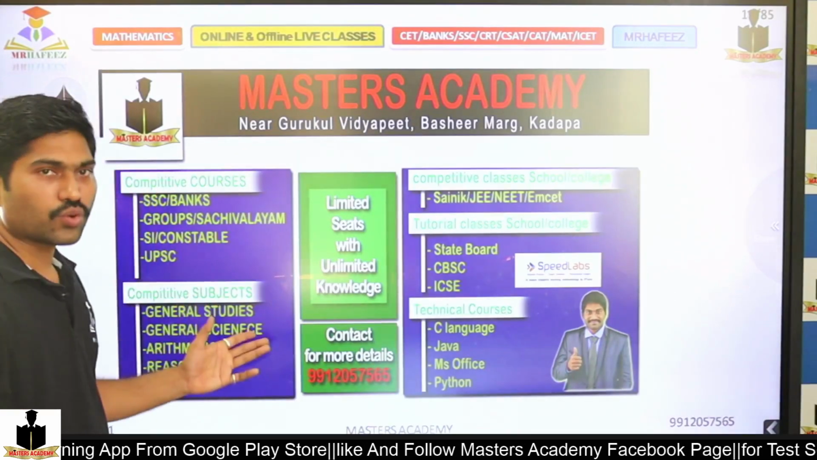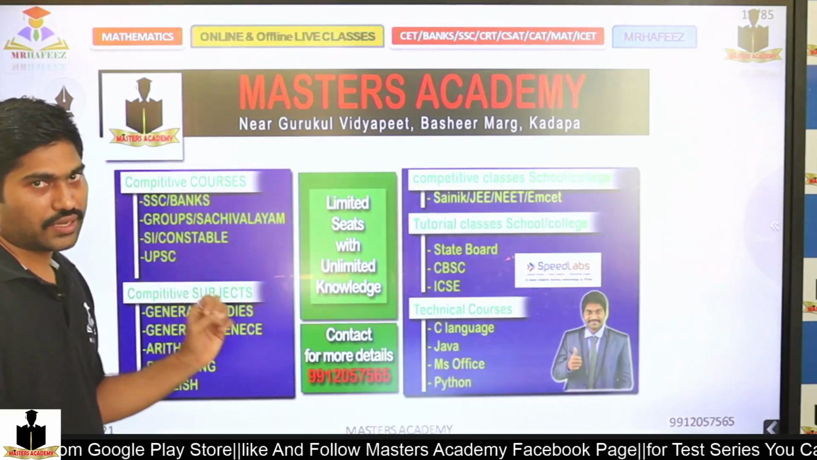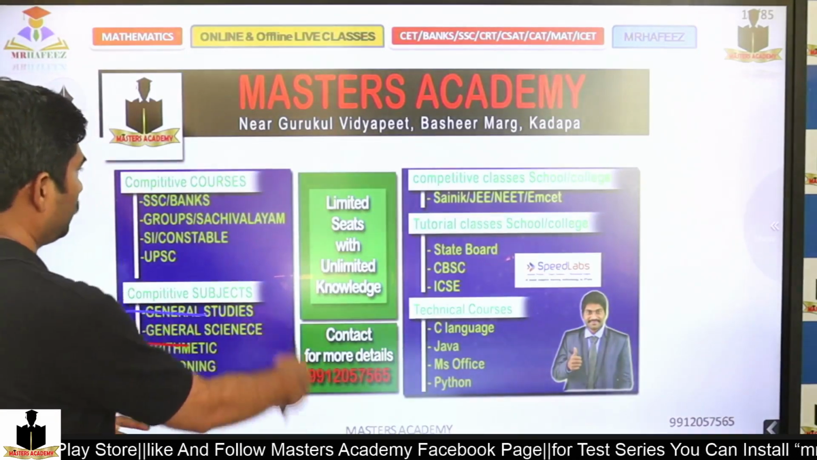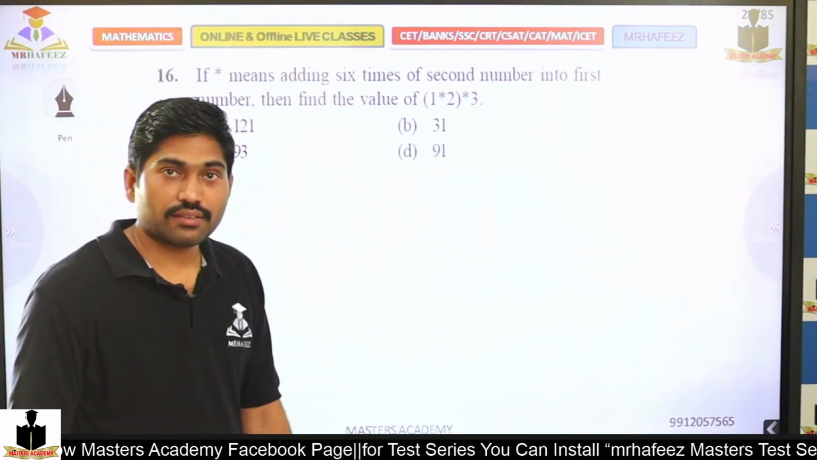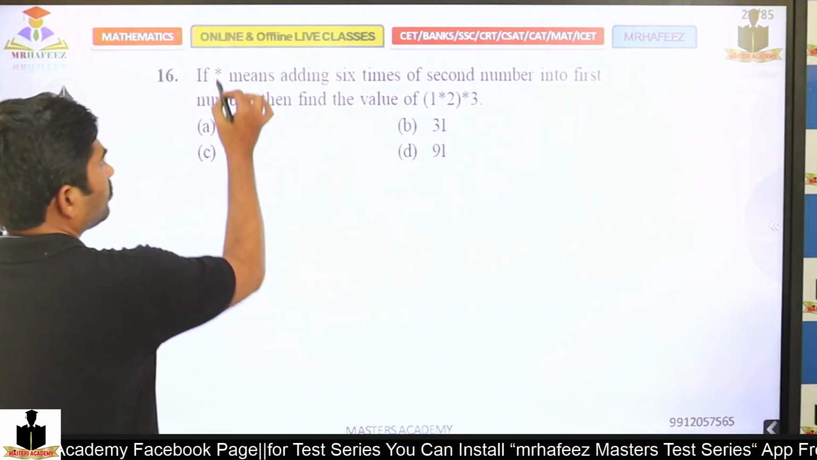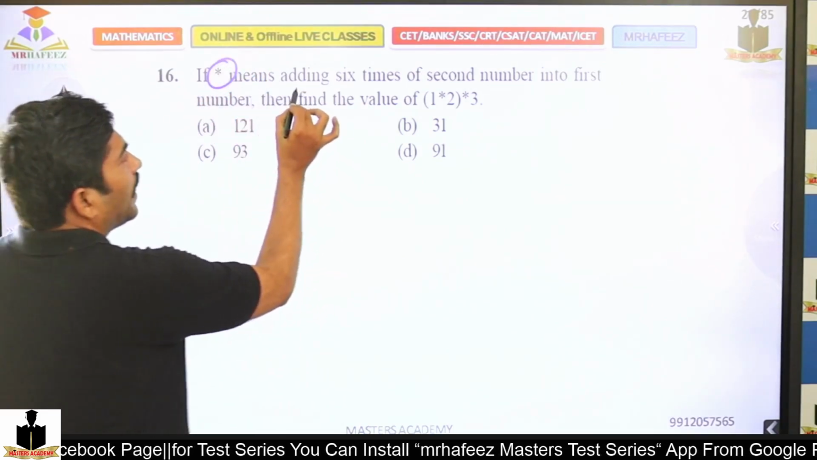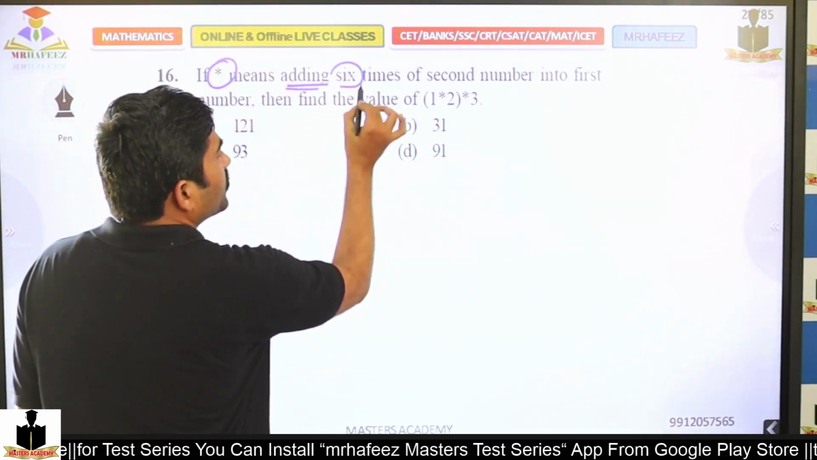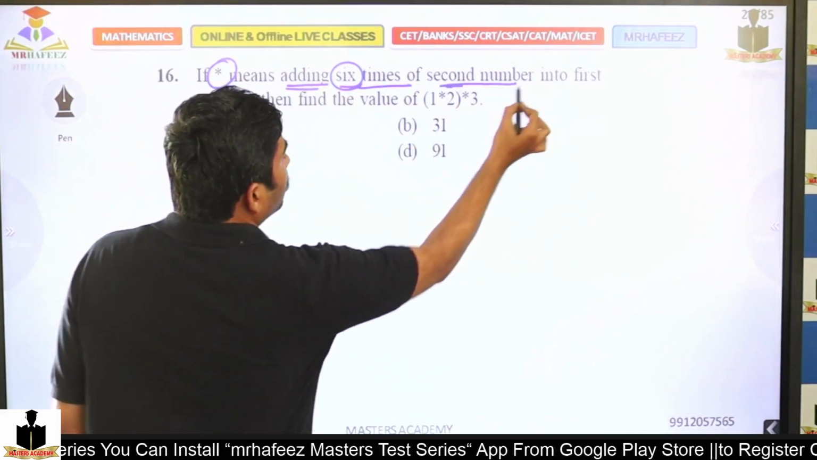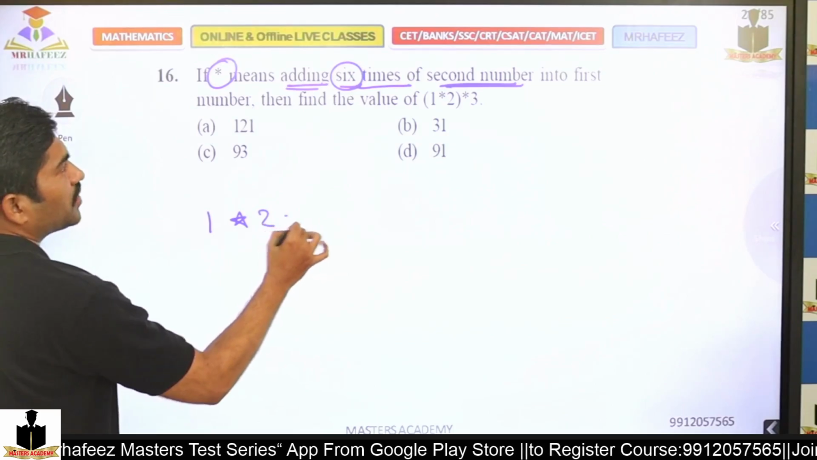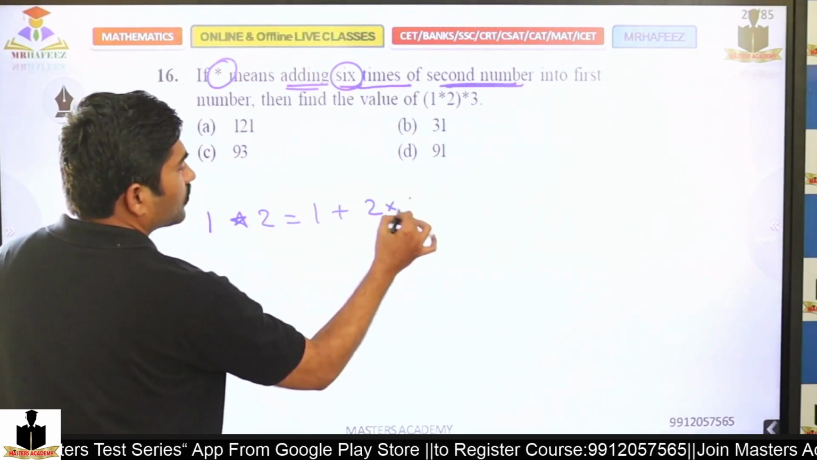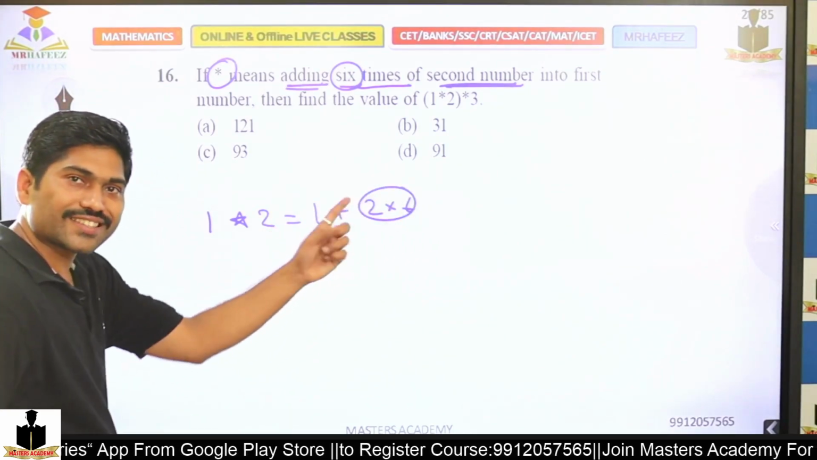So these are all the courses available in Masters Academy, right? So star means, this is again just like a coding. Star means adding 6 times the second number. That means 1 star 2 means 1 plus 2 times 6. Adding 6 times the second number.